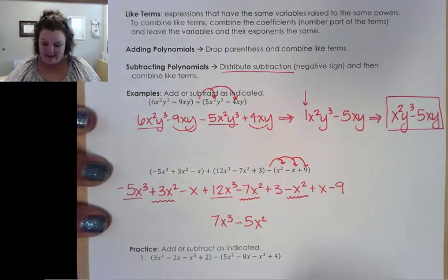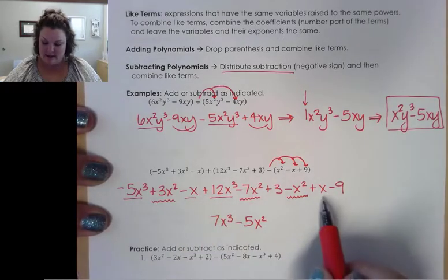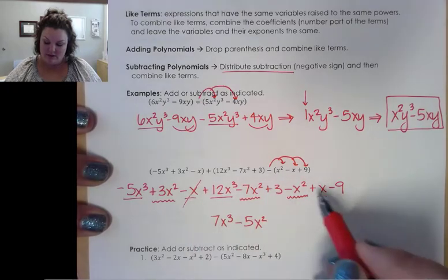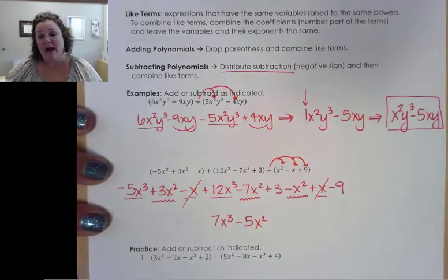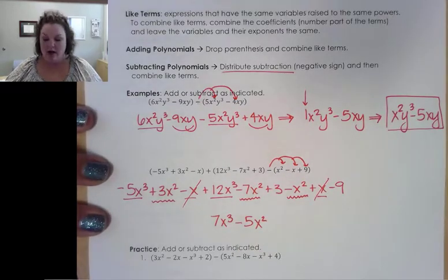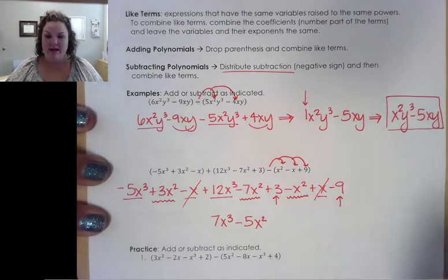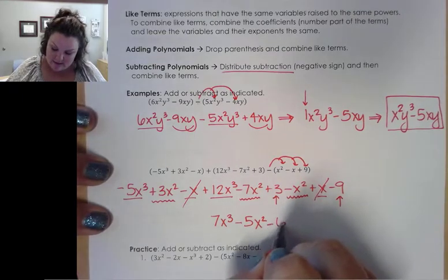Then if we look at our x's, we have a -x and a positive x, right? And those are actually opposites. So those just combine to 0. So we won't have an x term. And then we look at our constant terms. So we have a +3 and a -9. So when we combine those, that leaves us with -6.